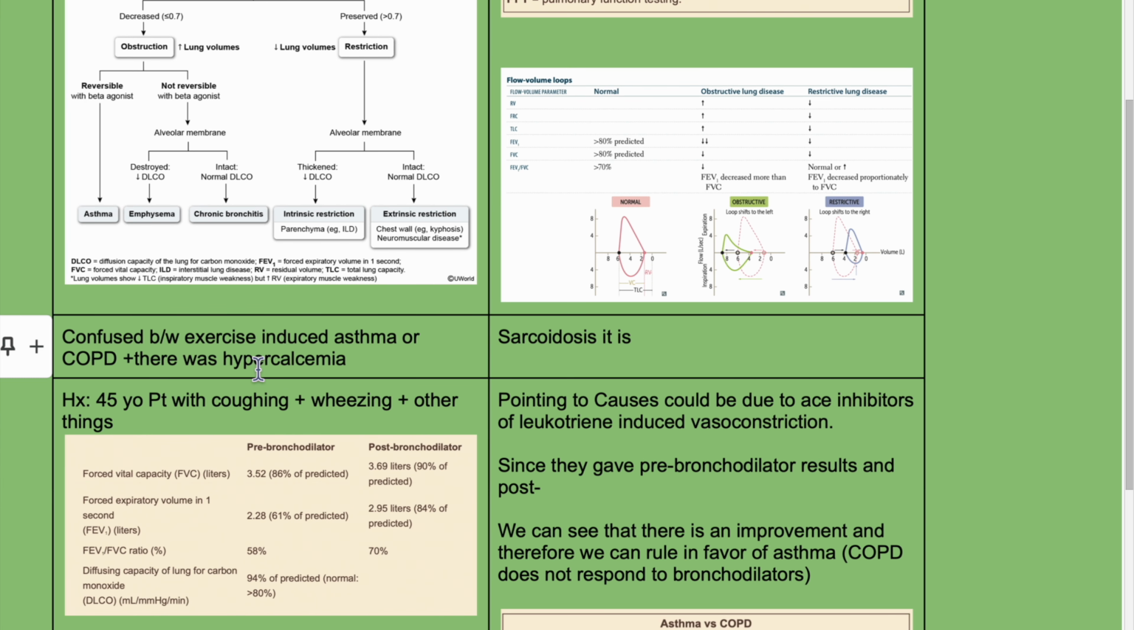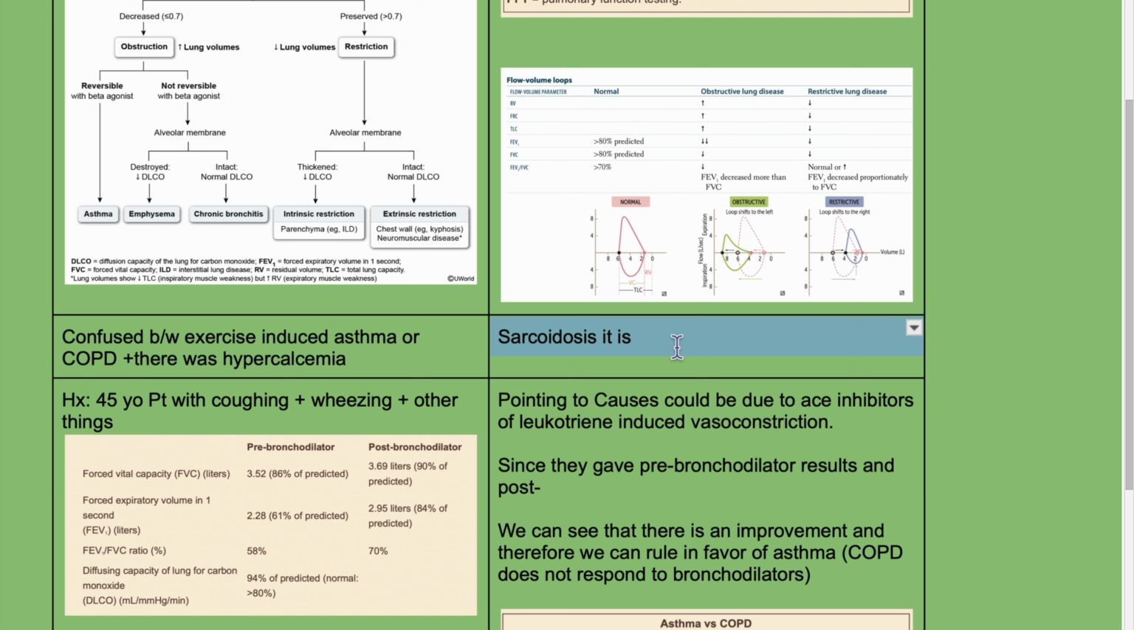Okay, you have a patient, and in the vignette you're confused between exercise-induced asthma or COPD. Plus there is hypercalcemia, so because of this, you choose sarcoidosis. It is okay.